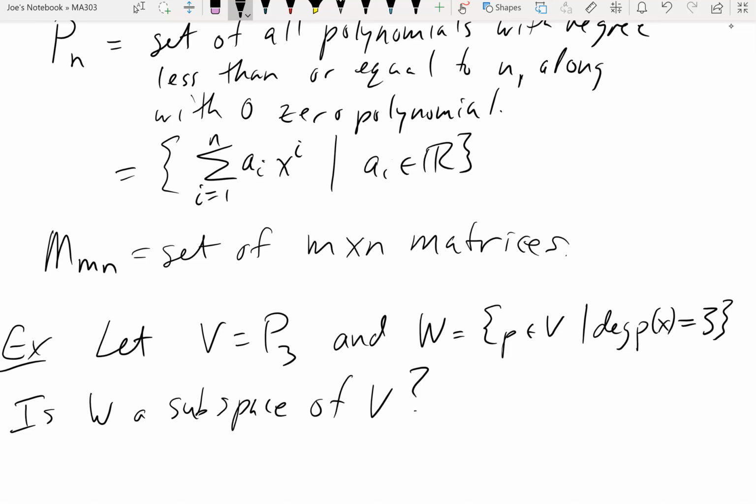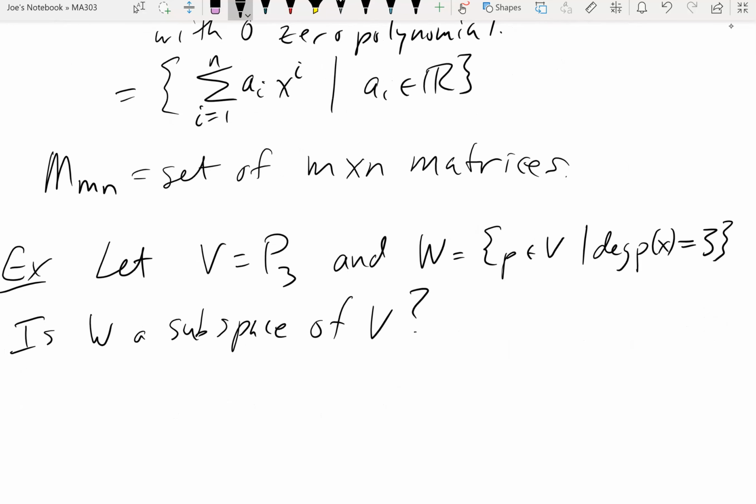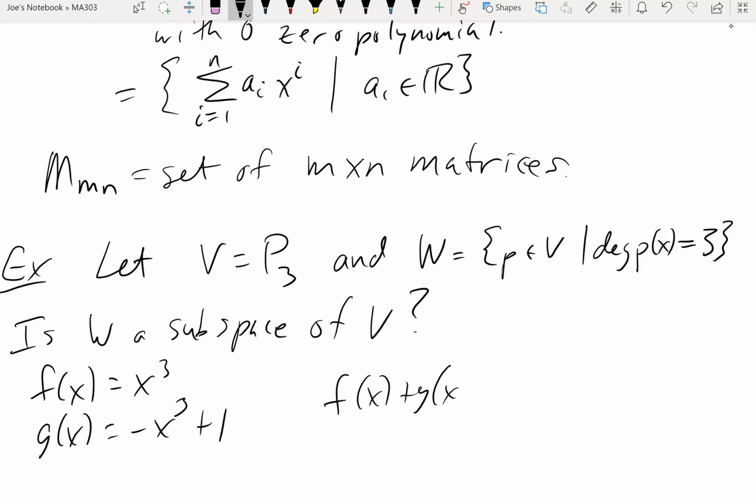Okay, maybe not. Okay, let's think about if I can come up with a counterexample. x cubed plus negative x cubed. Okay, so yeah, well, let's say as an example here we take x cubed and take negative x cubed plus 1 even if you want. Don't worry about 0. What happens when you add f of x and g of x together here? What do you get?